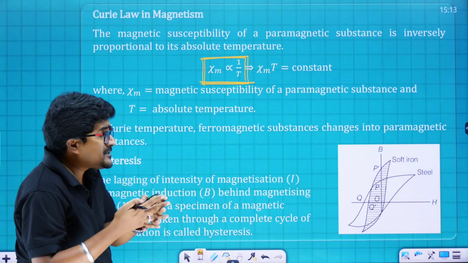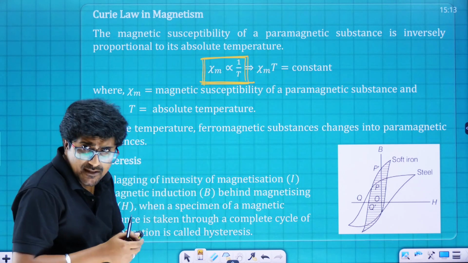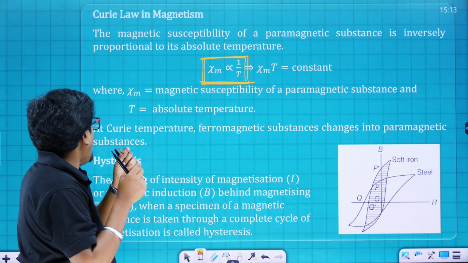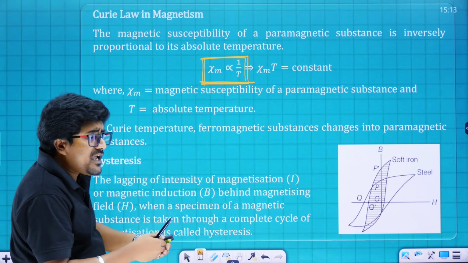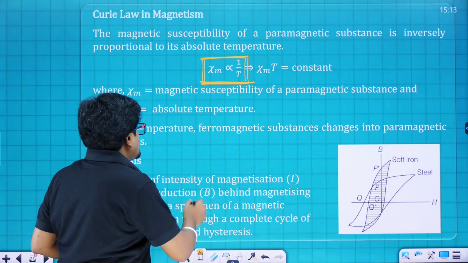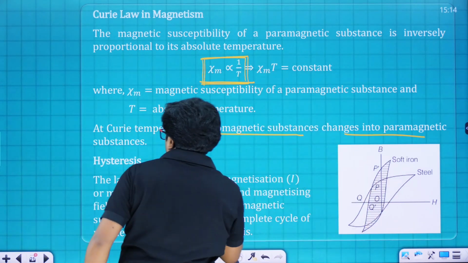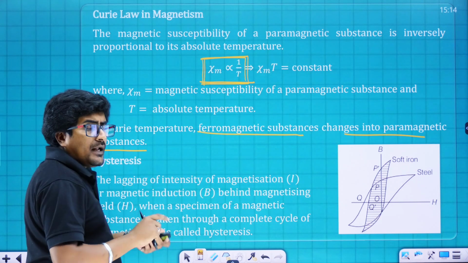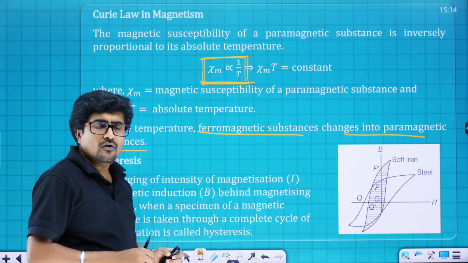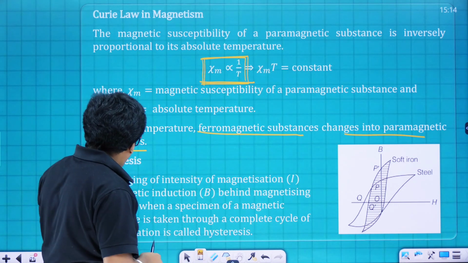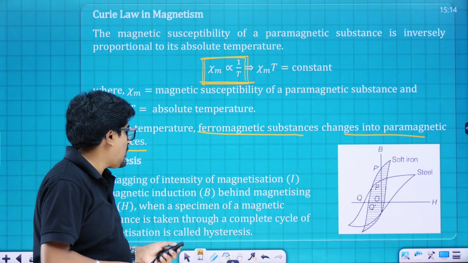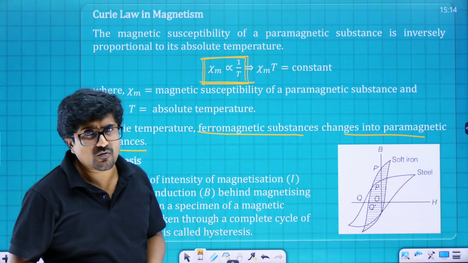For a ferromagnetic substance, there is a particular temperature at which it changes its behavior from a ferromagnetic substance to a paramagnetic substance. I repeat, from ferromagnetic to paramagnetic, it will switch, and that particular temperature is known as Curie's temperature. So that is also a point of importance. Then the hysteresis is there, but as per the JEE's updated syllabus, this hysteresis loop is not in the syllabus, so we are not going to discuss that.